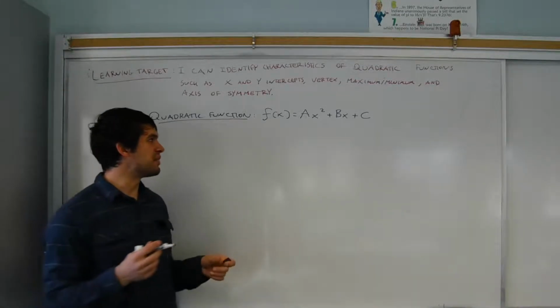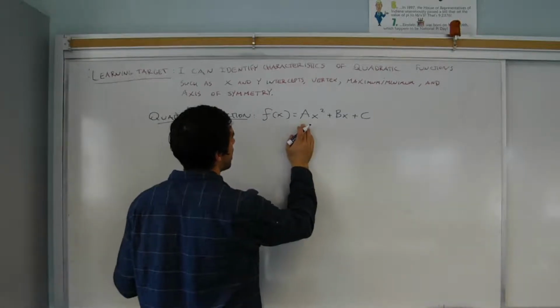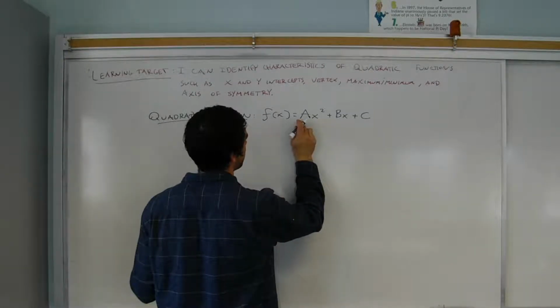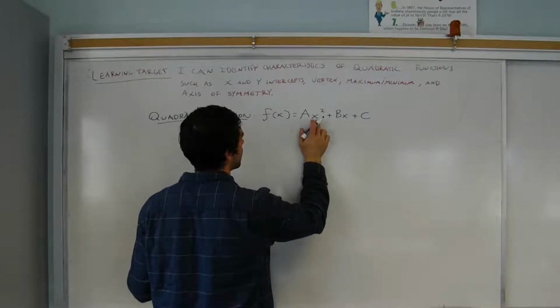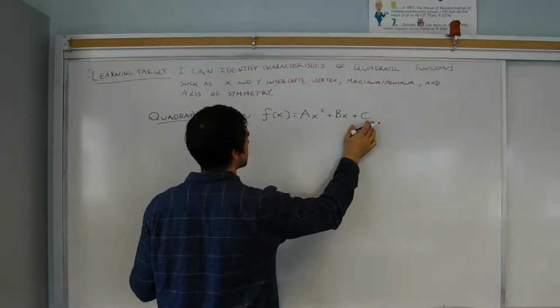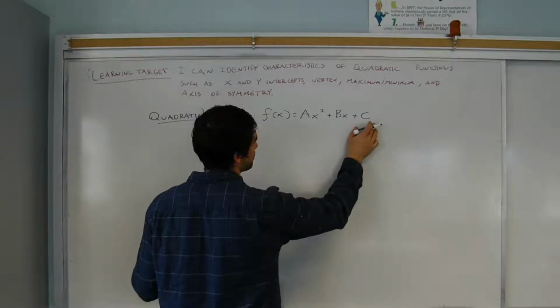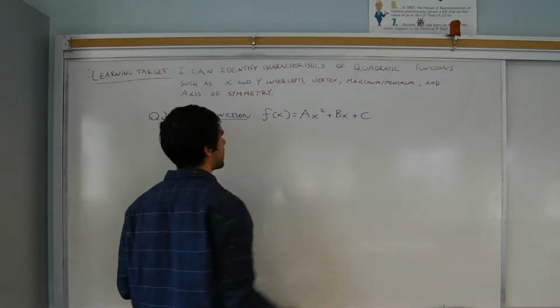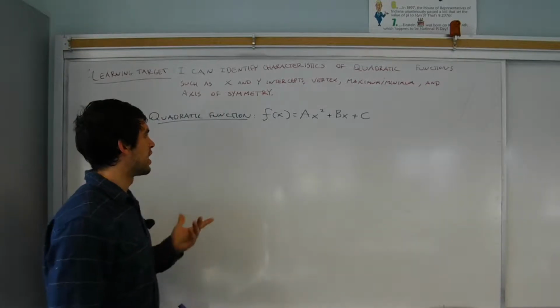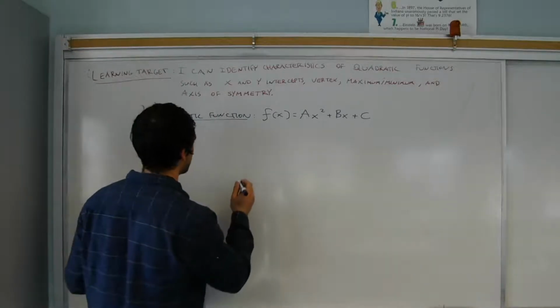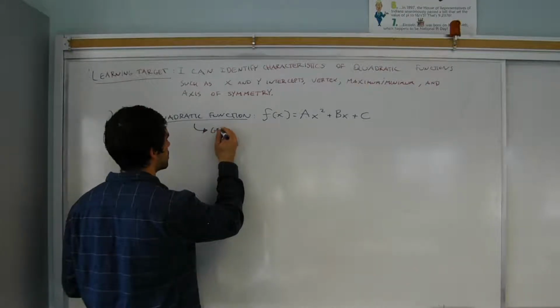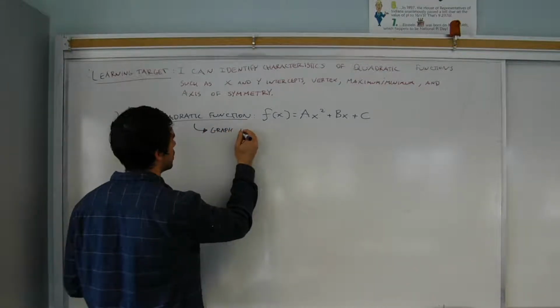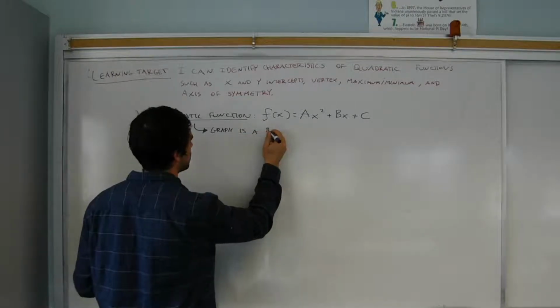So same format, we have three constants. We have a, b, and c. We have an x squared term, an x to the first term, and a zeroth order term without an x. And the graph of a quadratic function is called a parabola. So the graph is a parabola.